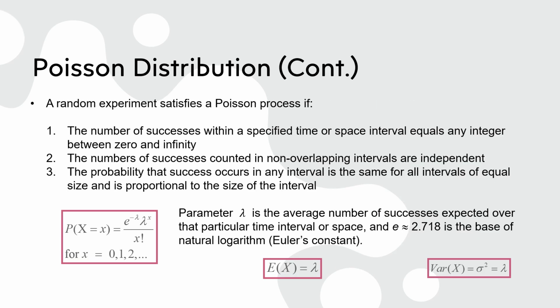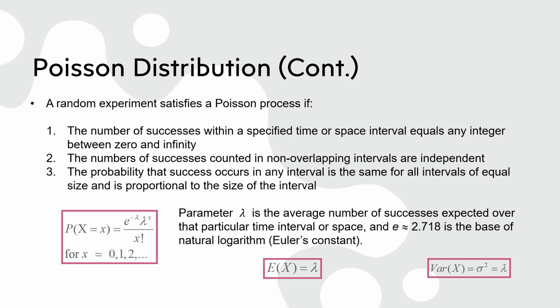In a Poisson process, the number of successes in a specified interval follows a Poisson distribution. The probability mass function gives the probability of observing exactly x successes in a given interval. It is calculated using the following formula. Take the average number of successes, raise it to the power of x, and multiply it by the constant e raised to the negative average number of successes. Then divide the result by the factorial of x. Here, e is approximately 2.718, known as Euler's constant.